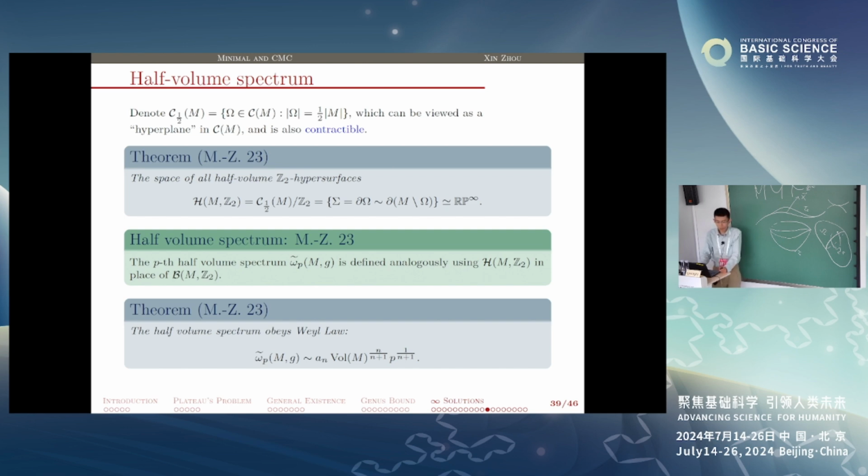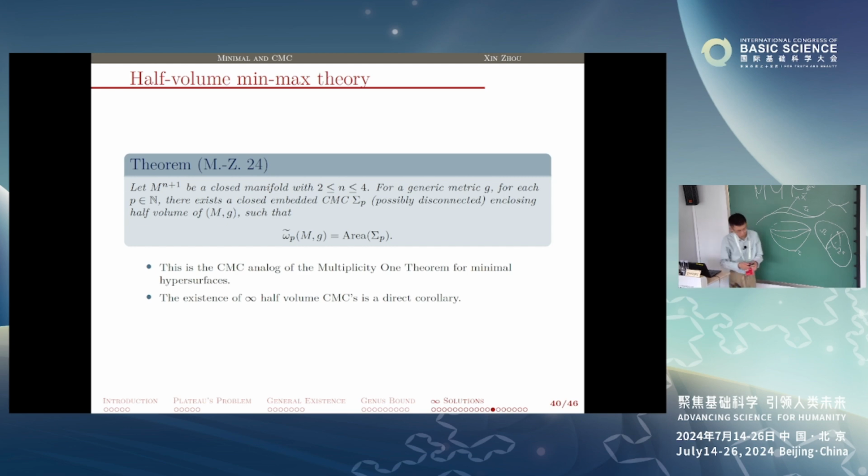So we searched for the existence theory. And this year, a couple weeks ago, we proved that at least from dimension 3 to 5, for generic choice of Riemannian metric, for each integer p, there exists a closed embedded CMC. We actually don't know the mean curvature value, but we do know that they enclose half of the volume and its area equals the half volume spectrum. This can be treated as a CMC analog of the multiplicity one theorem for minimal hypersurfaces, and it directly gives you as a corollary the existence of infinitely many half volume CMCs.